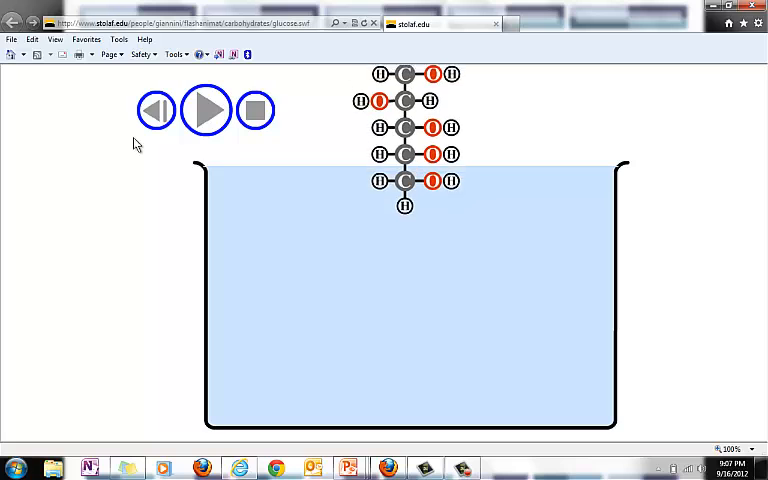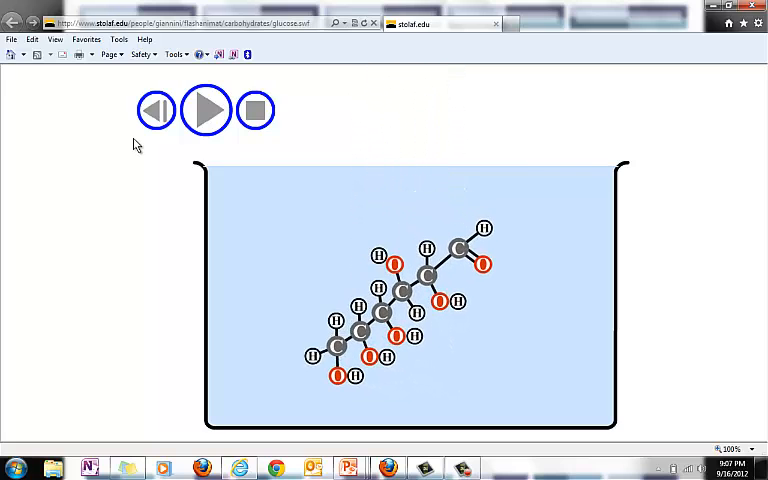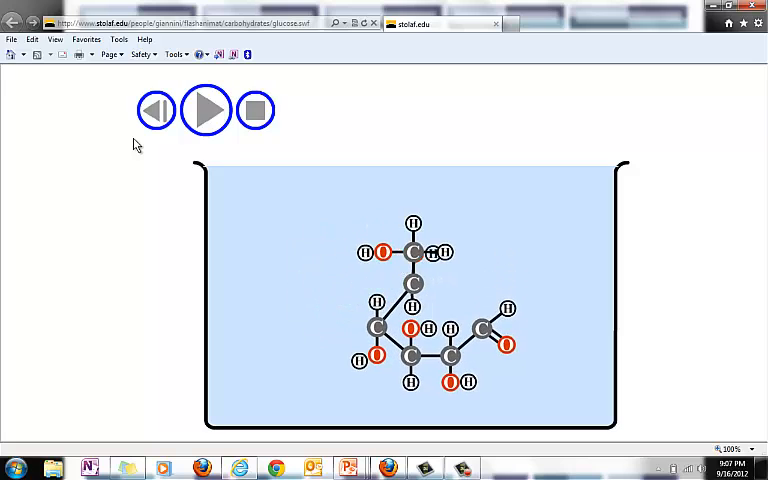Here comes the chain of glucose. It goes into water, and when it goes into a solution of water, the glucose will fold up and take on that ring form. You can see it bouncing back and forth right now between two different kinds of glucose, an alpha form and a beta form.